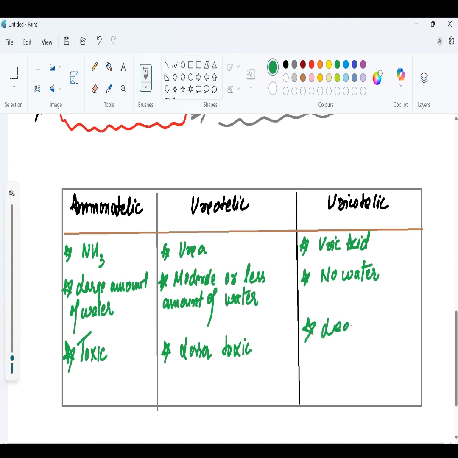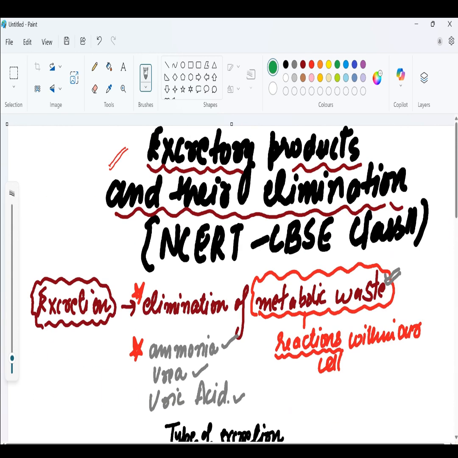So yes, this was my first topic that we covered here in excretory products and their elimination in CBSE class 11. This was just the introduction to this chapter, what we studied so far and what we are going to study. In coming lectures, we'll be discussing more and learning more.